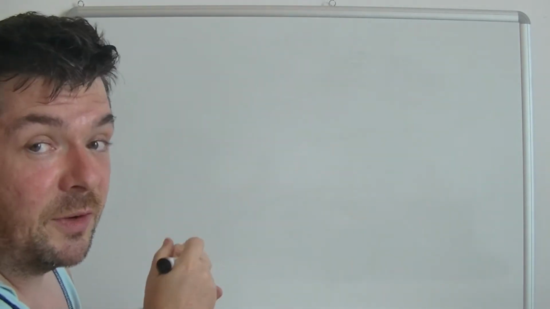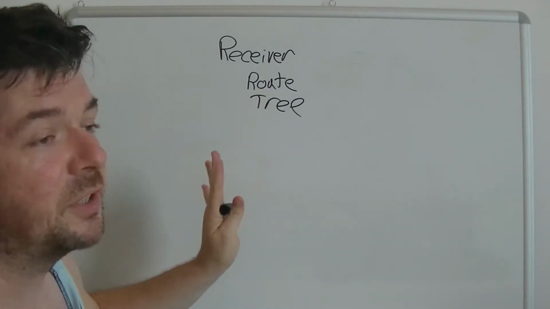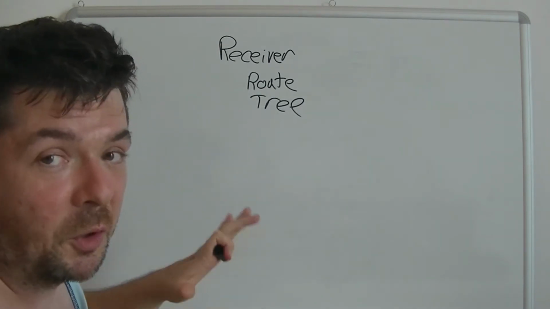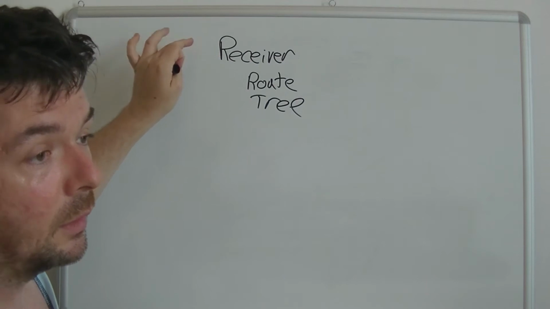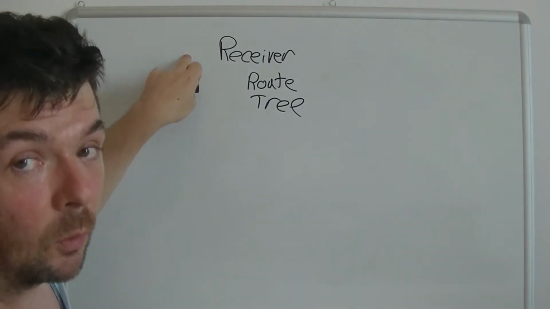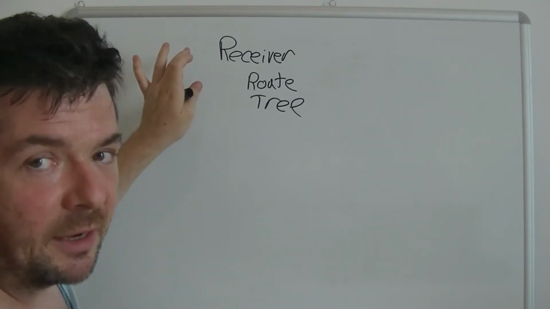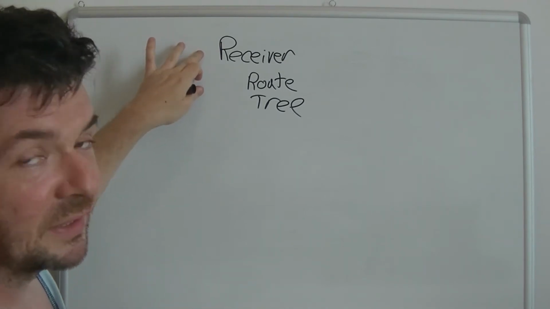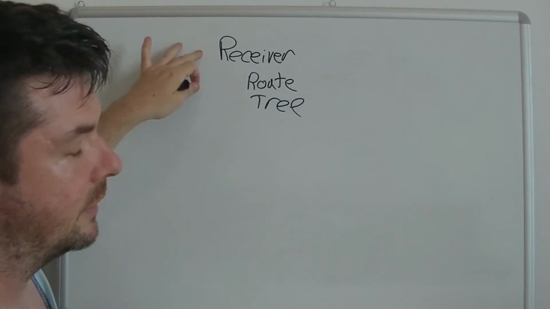So today's video, we are going to go over the receiver route tree. You'll see why it's a tree in a second. This is for the offensive side of the ball. This is for pretty much anyone that is not the quarterback or lineman. So again, in some philosophies, everyone but the line are receivers. In other things, it's anyone but the quarterback and the lineman.